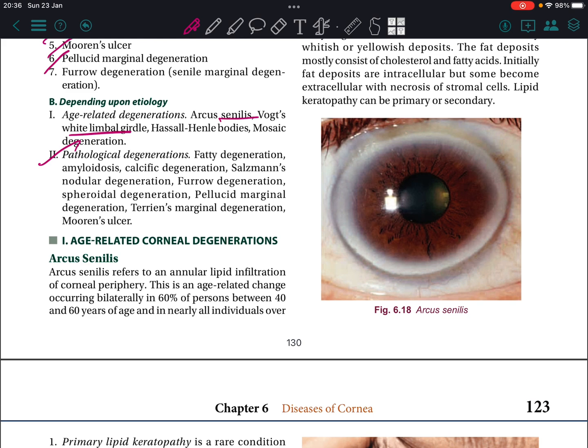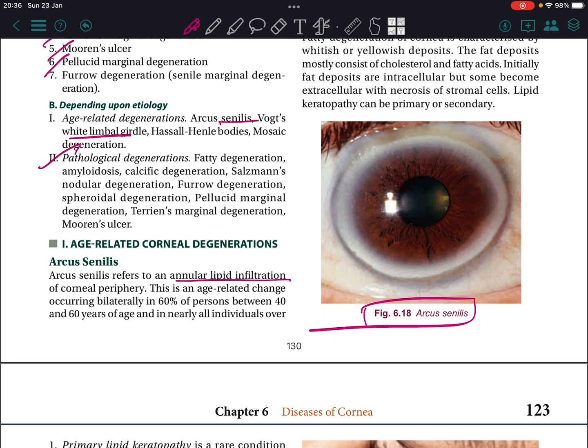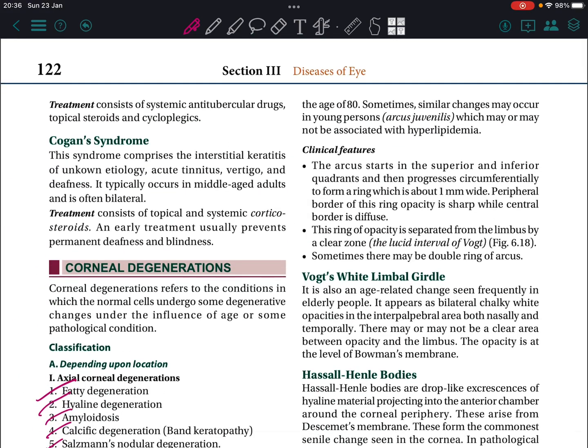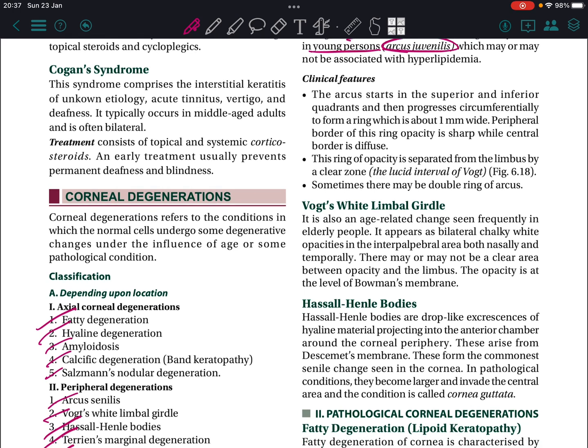Age-related disease, arcus senilis. Senile means aged. Annular lipid infiltration of the corneal periphery. This is an age-related change occurring in less than 60% of persons between 40 and 60 years of age, and in nearly all individuals over the age of 80 years. Sometimes a similar change may occur in young persons or juveniles, which may or may not be associated with hyperlipidemia.